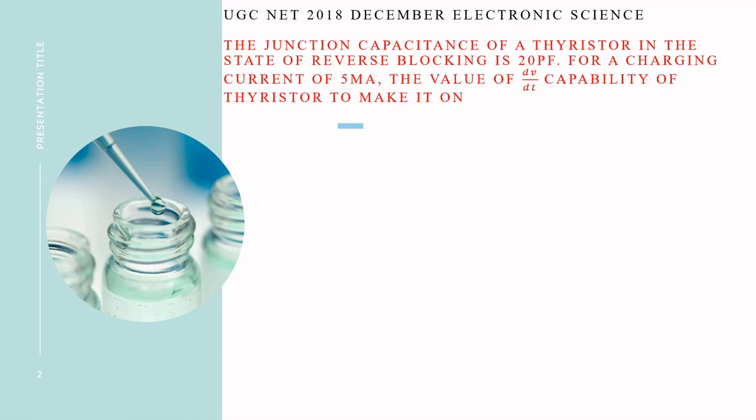So what is the question? The question is: the junction capacitance of a thyristor in the state of reverse blocking is 20 picofarad. For a charging current of 5 milliampere, the value of dV/dt capability of the thyristor to make it on. This question paper is from UGC NET 2018 December Electronic Science.